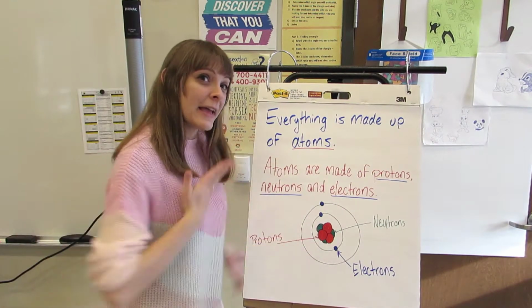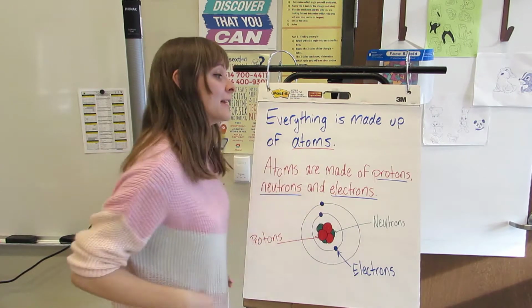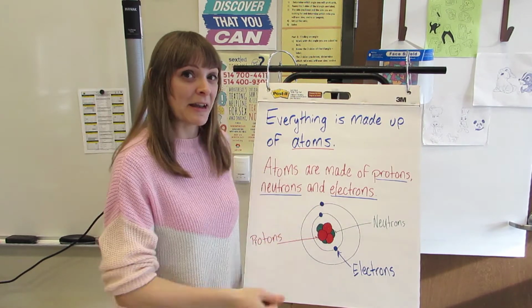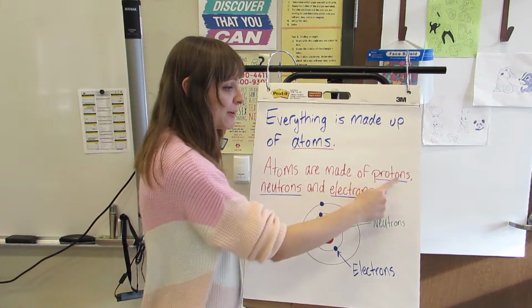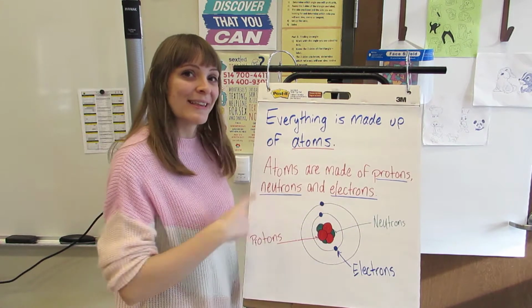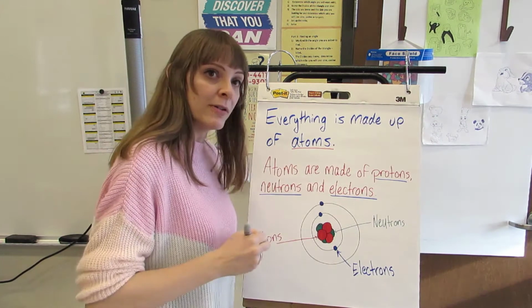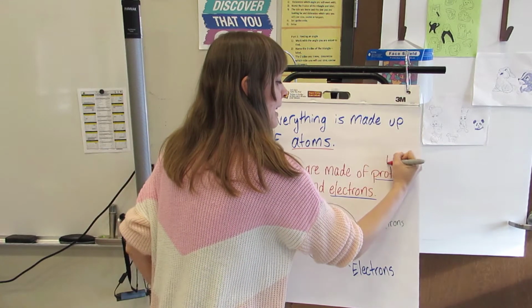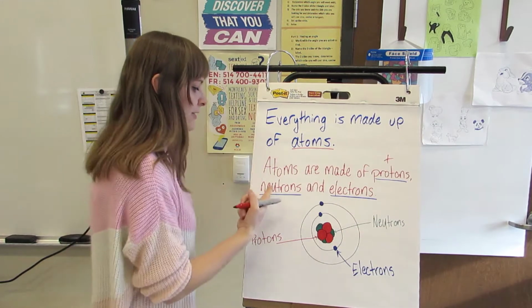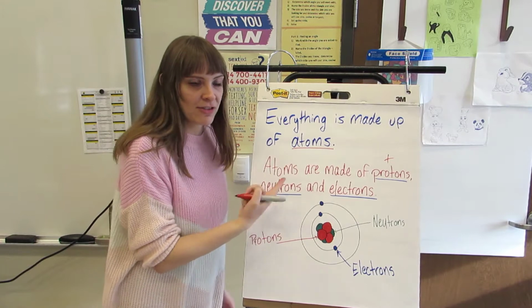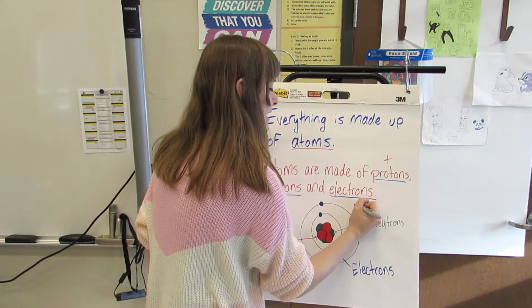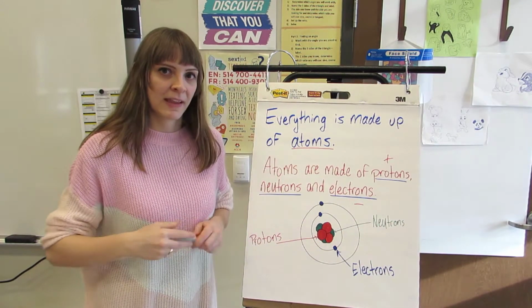So, everything is made up of atoms. And we know that atoms are made of three different particles: the protons, the neutrons, and the electrons. Now, protons have a positive charge, neutrons don't have a charge, they're neutral, and electrons have a negative charge.